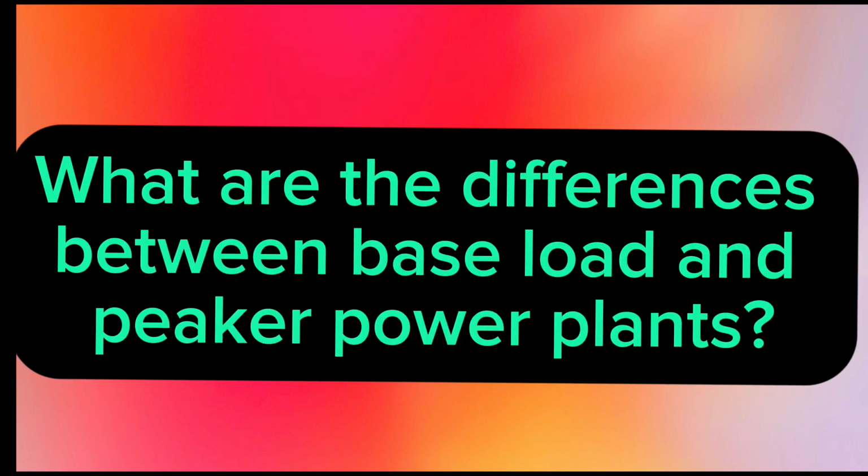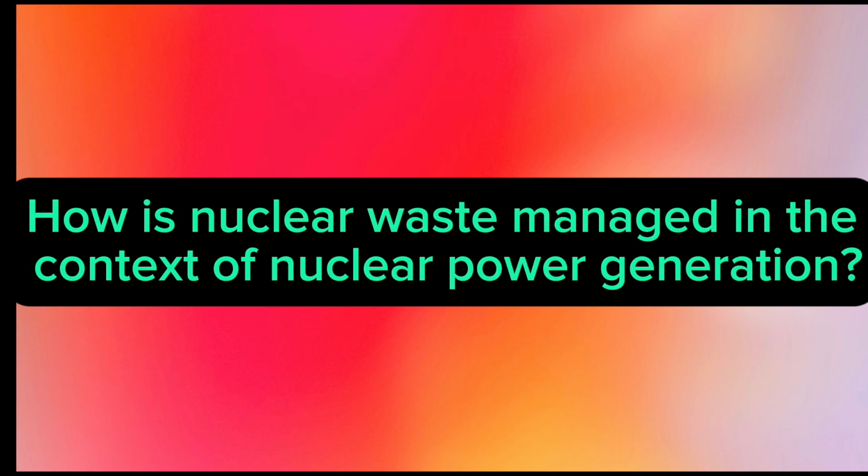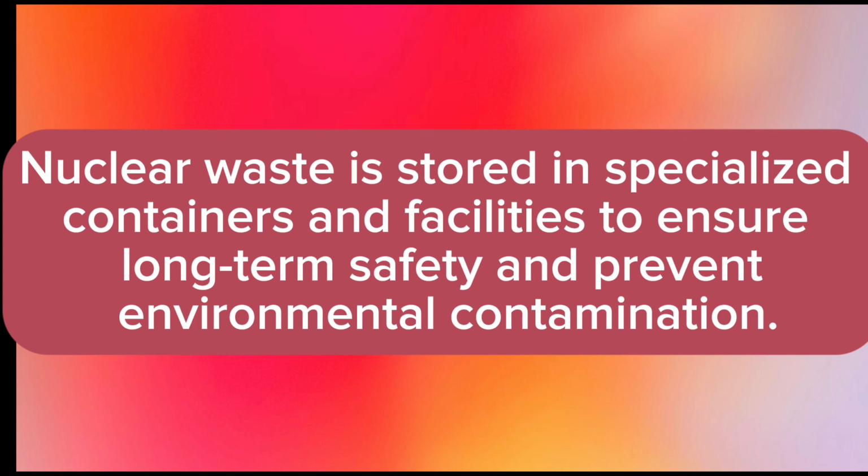What are the differences between base load and peaker power plants? Base load plants provide a continuous, steady supply of electricity, while peaker plants are used to meet fluctuating peak demand. How is nuclear waste managed in the context of nuclear power generation? Nuclear waste is stored in specialized containers and facilities to ensure long-term safety and prevent environmental contamination.